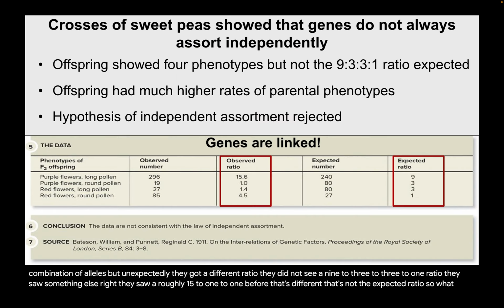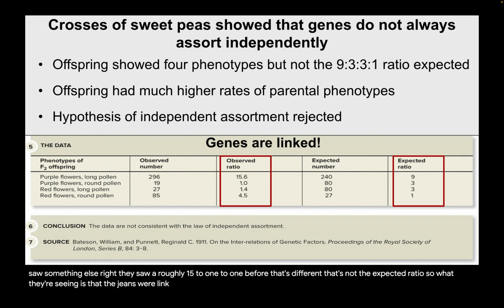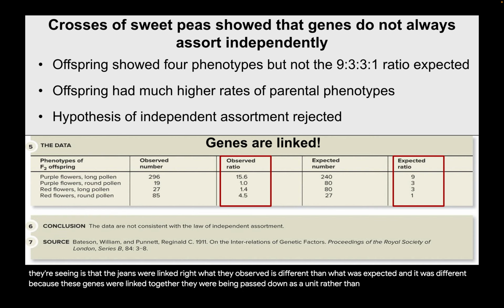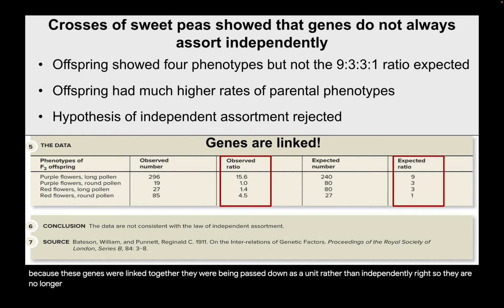So what they're seeing is that the genes were linked, right? What they observed is different than what was expected, and it was different because these genes were linked together. They were being passed down as a unit rather than independently assorting, right? So they are no longer following that rule of independent assortment. When they're lining up at the metaphase plate, right, it's not completely random because the alleles are linked together. All right, so we're not following that ratio.